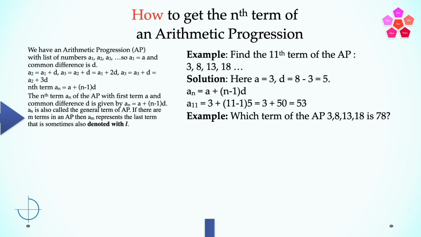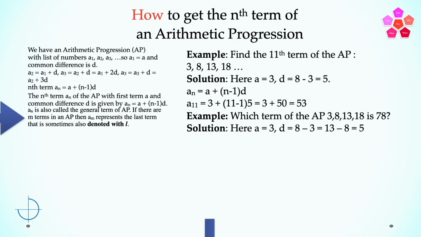What we do not know is which term it is. So here we have a, which is equal to 3 as the first term, the common difference d, which is equal to 8 minus 3, which is equal to 5, and then we have 78 as some term which we do not know which term it is.